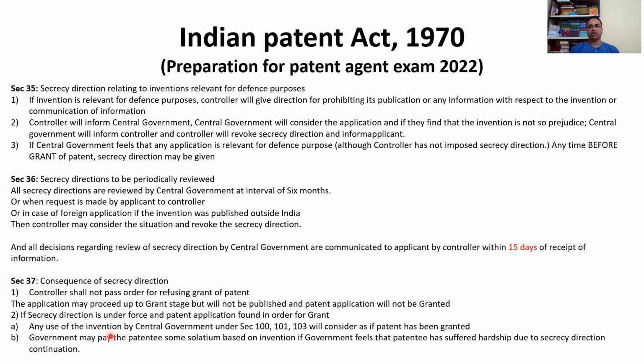A question can be asked on section 37: can the government use the invention even when the secrecy direction is on? No, the government cannot use it; yes, the government can use it. The answer is yes, the government can use it. Another one: once the secrecy direction is on, the controller can refuse to grant the patent. True or false? I'm asking the question. If the secrecy direction is given, the controller can refuse to grant the patent. True or false? False. Correct. The controller shall not pass an order to refuse the grant of a patent. This is the kind of question that can be asked from this section.